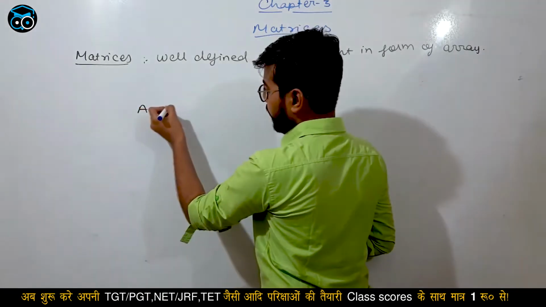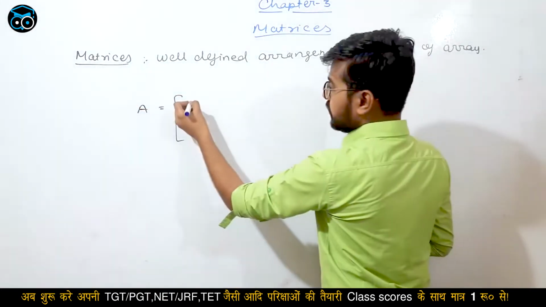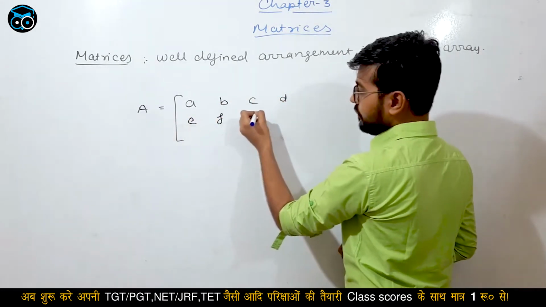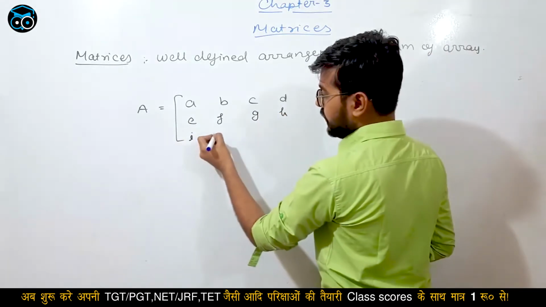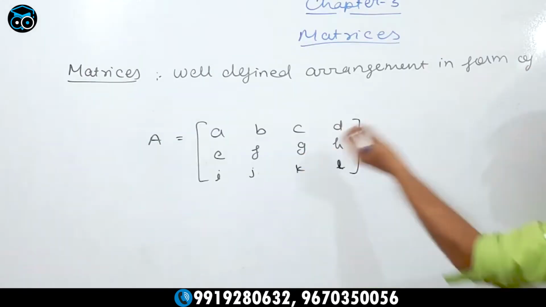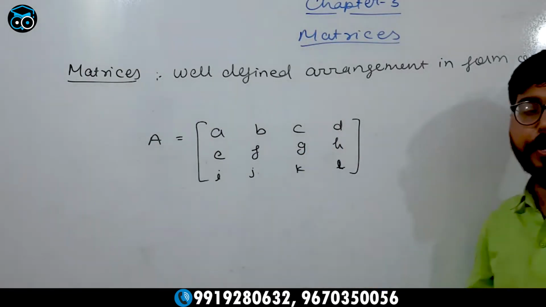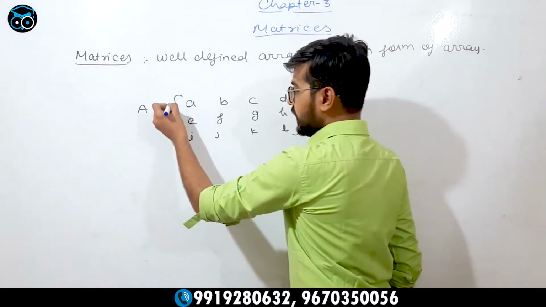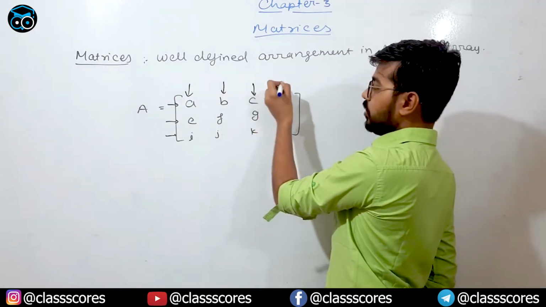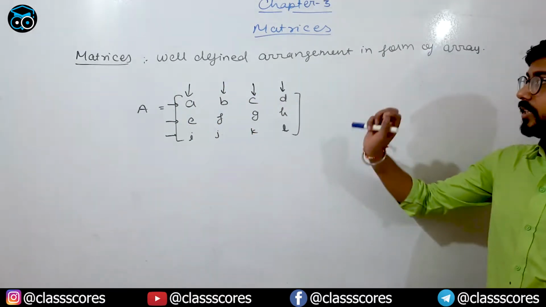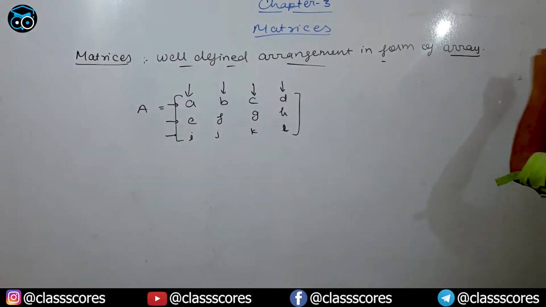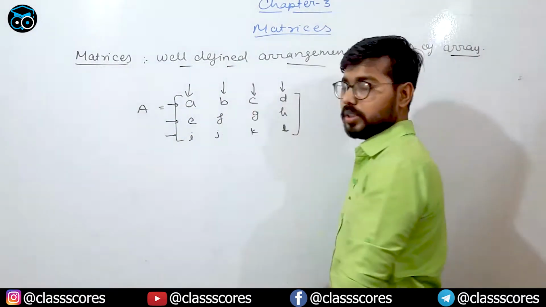Suppose there was an array, A, B, C, D, E, F, G, H, I, J, K, L. This type of arrangement is known as a matrix. Clear? Here it contains some rows and it also contains some columns. So it is clear by its definition, a well-defined arrangement in the form of an array.